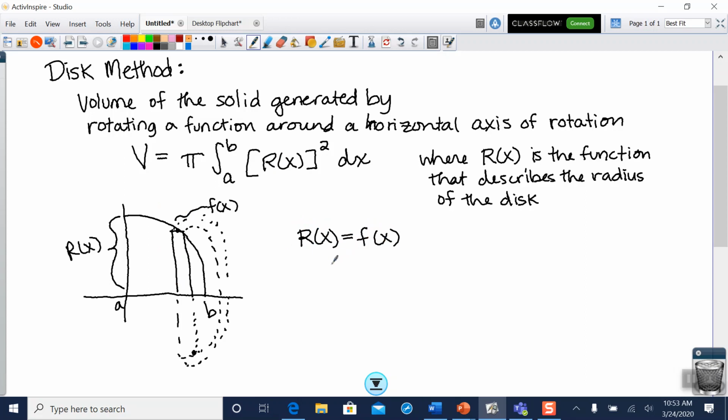I'm writing it as the radius function because when we start rotating around things that are not necessarily the x-axis, this r of x function is going to change. It's still going to have something to do with f of x, but it's not going to be equal to f of x. So they're equal to each other in this case where we're rotating around the x-axis.